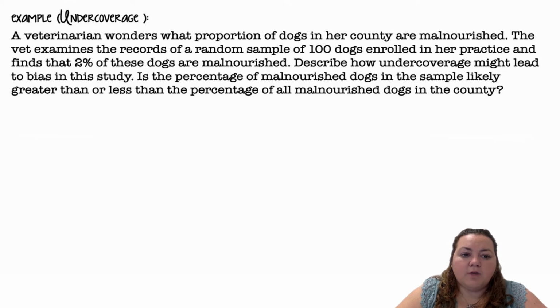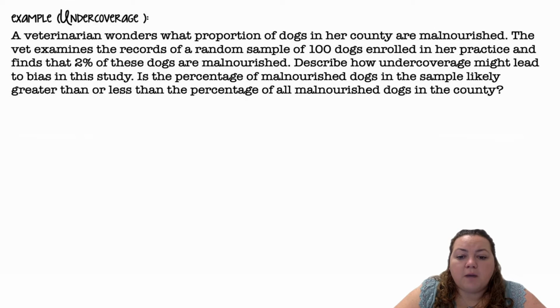All right, an example of undercoverage. A veterinarian wonders what proportion of dogs in her county are malnourished. The vet examines the records of a random sample of 100 dogs enrolled in her practice and finds that 2% of these dogs are malnourished. Describe how undercoverage might lead to bias in this study.